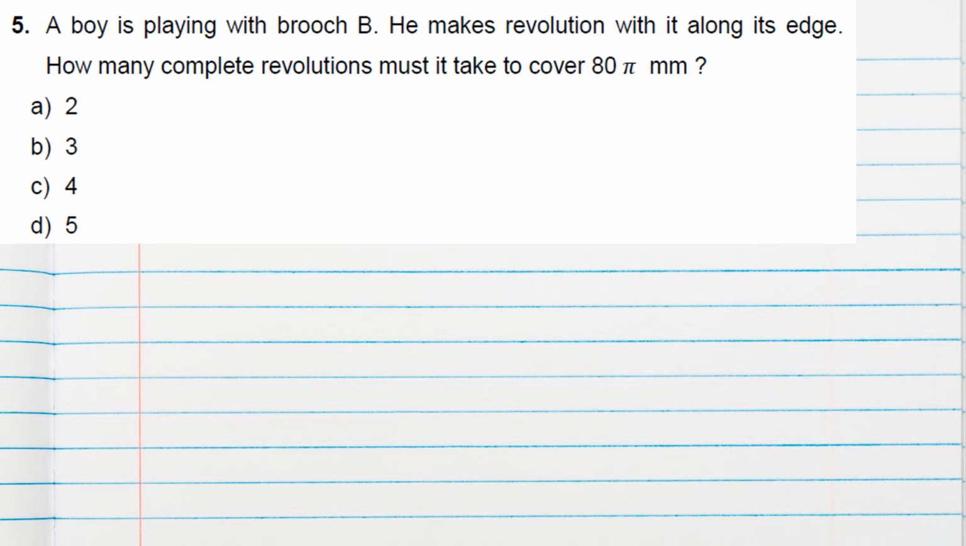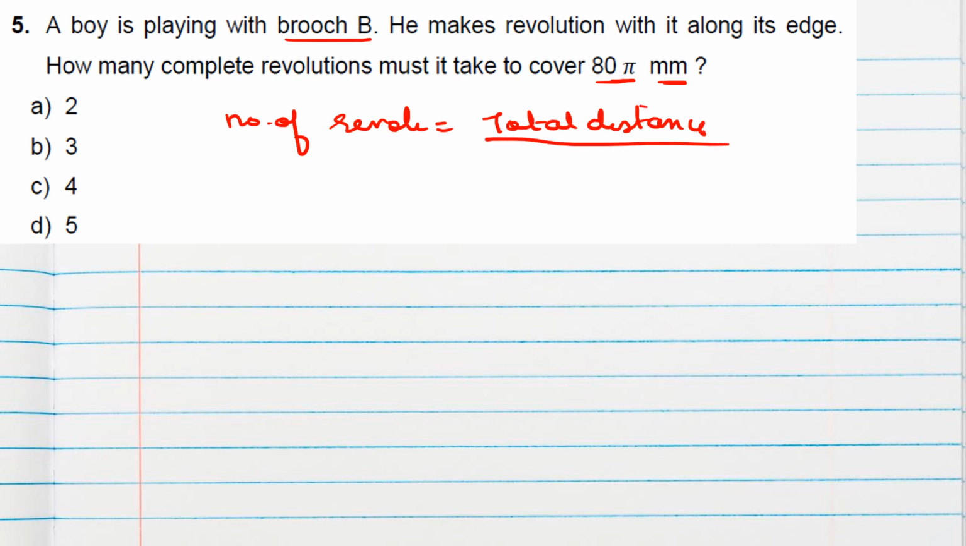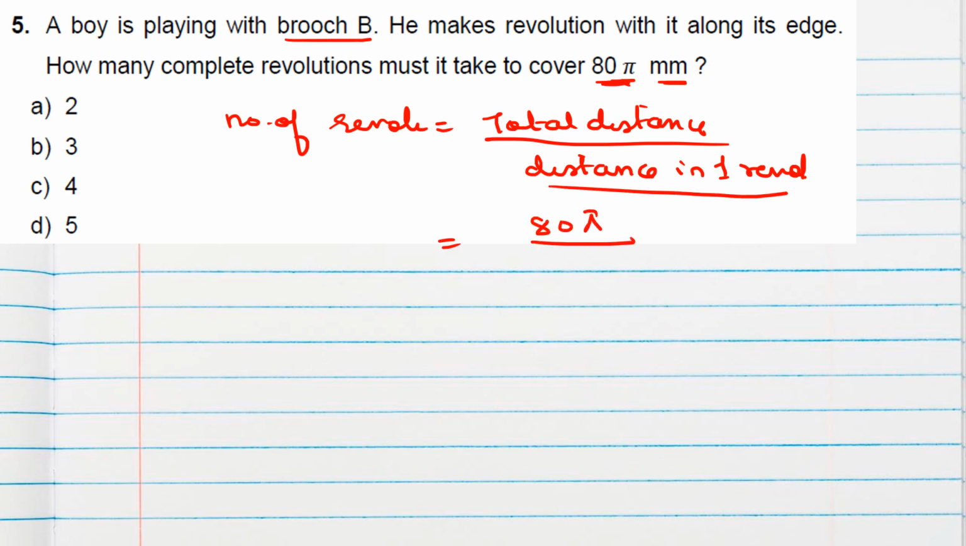Now the last question of the case study. A boy is playing with brooch B. He makes it revolve along its edge. How many complete revolutions must it take to cover 80 pi millimeter? So the number of revolutions, if you remember, is the total distance divided by the distance in one revolution, isn't it? The total distance is given as 80 pi. The distance in one revolution will be the circumference of the circle.